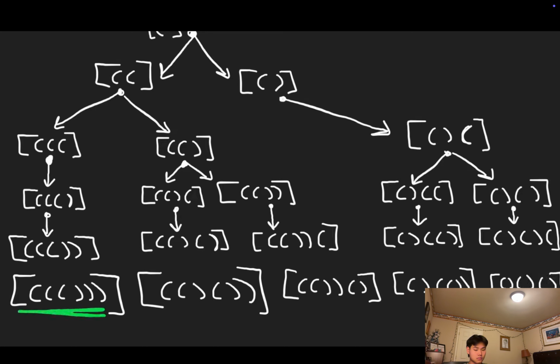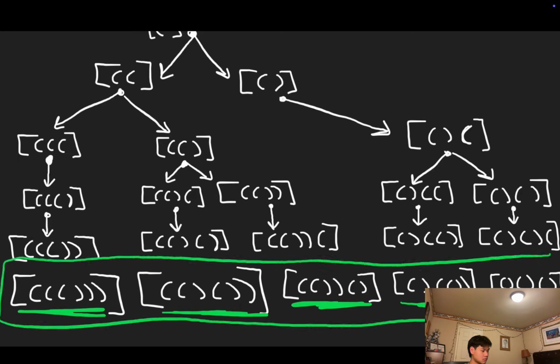So now if you look at all 5 of these, you see that they're all valid, right? They have 3 of each, and they come in a valid ordering. So these 5 are going to be returned as our result. These are the 5 ways we can make valid parentheses.